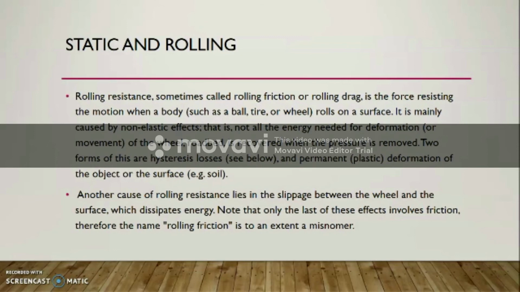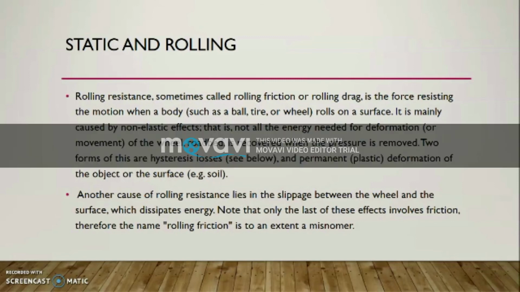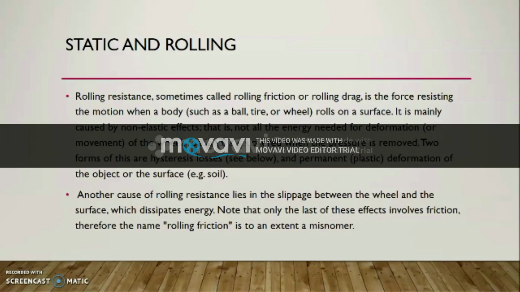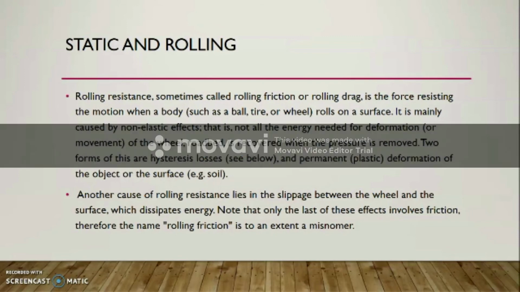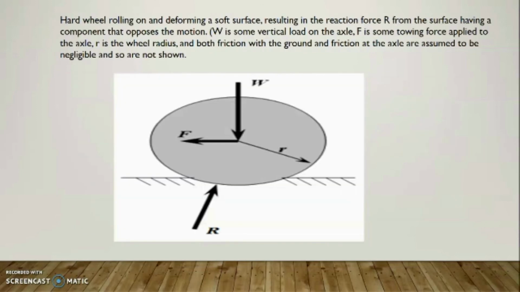There are two forms of this: hysteresis losses and permanent deformation of the object or the surface. Another cause of rolling resistance is the slippage between the wheel and the surface, which dissipates energy. Not the only loss, this effect involves friction. Therefore, the name rolling friction is to an extent a misnomer.